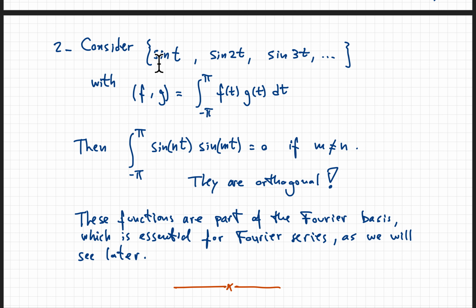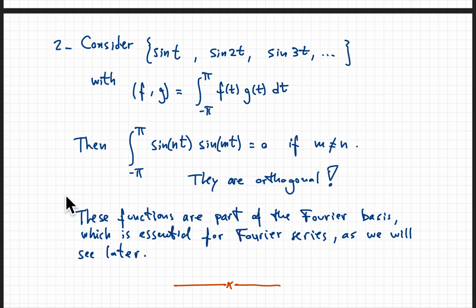Okay, so the space generated by these vectors is an infinite dimensional vector space, and these functions are orthogonal to each other. So these are very important functions. It turns out they are part of the Fourier basis, which is essential for Fourier series. It's not the whole story. Notice that I didn't write the cosines. The cosines will be part of the story here, will be part of the game, but this is at least part of it, and we will see that in a future video.